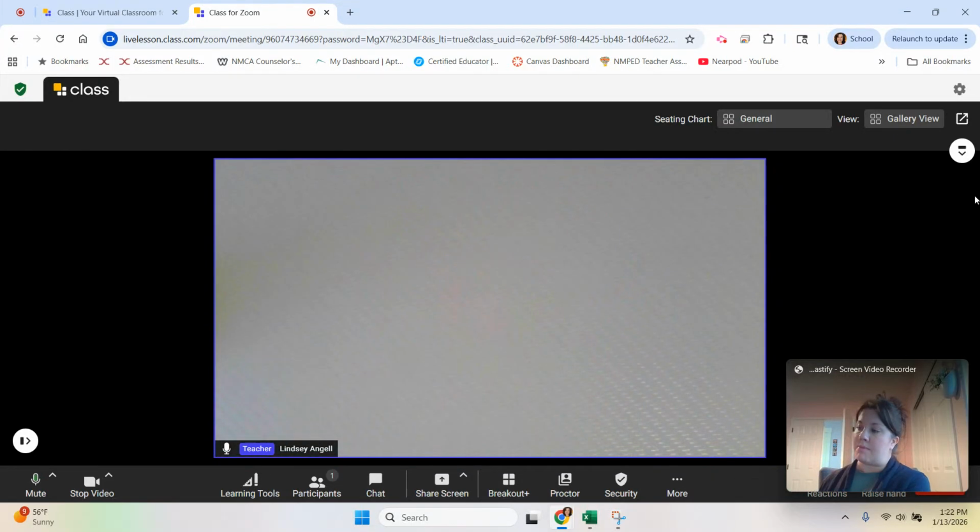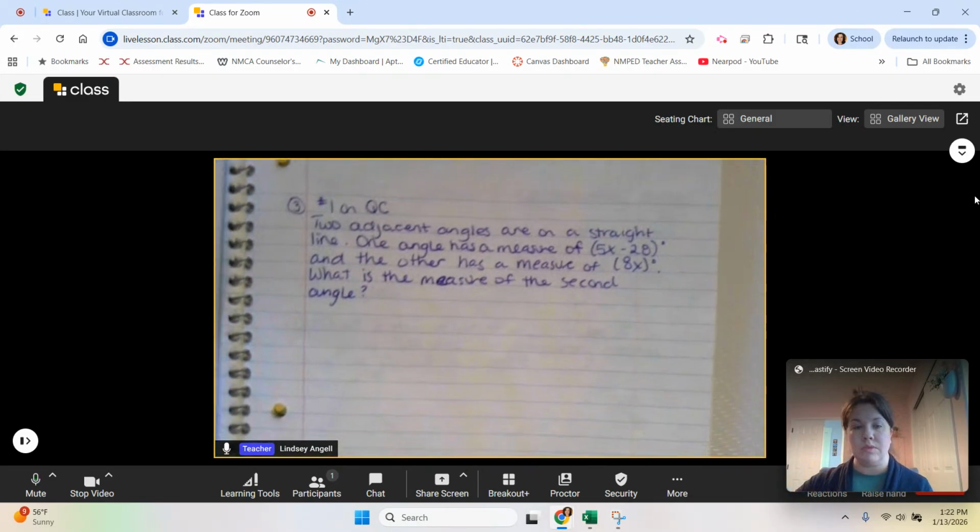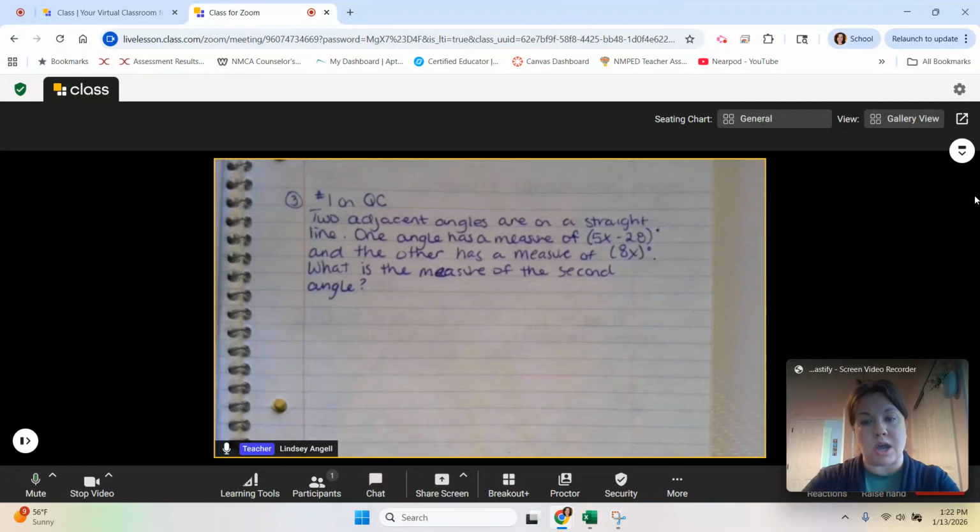Okay, one more problem. This is number 1 from your quick check. Two adjacent angles are a straight line. One angle has a measure of 5x minus 28, and the other has a measure of 8x degrees. What is the measure of the second angle?